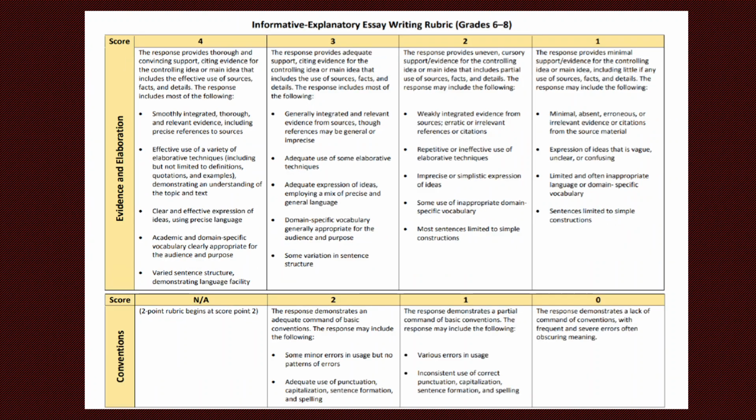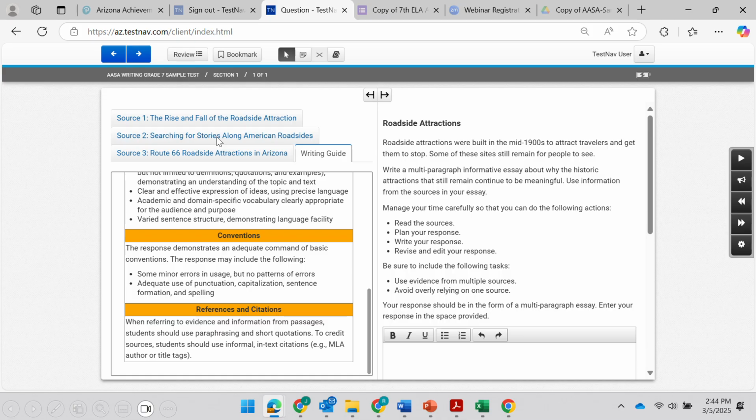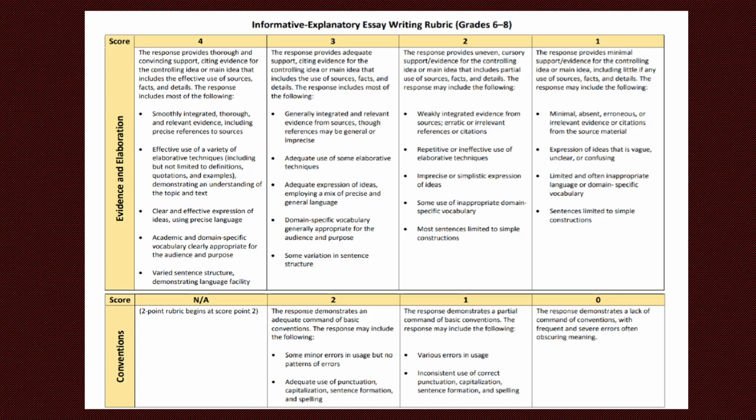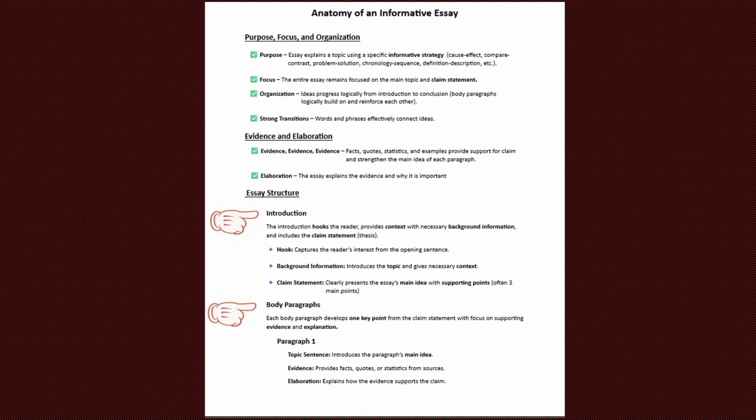So you're going to easily be able to get those points, especially in evidence and elaboration, by simply taking those sources and pulling them into the essay. Again, in this example, source 1, 2, 3, pull all the information from the sources into your essay. Just remember to cite the source or article number and paragraph number. I've got it all laid out here. You can review this if you want.